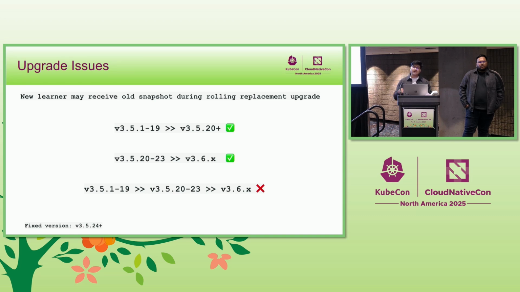But if you are doing a rolling upgrade, say from 3.5.1 to 19, and then you upgrade it to a patch of 3.5.20 to 23, what can happen is one of the old snapshots which had that error of 3.5.1 to 19 might be copied over to the new member of 3.5.20, and this can cause the same learner issue in 3.6 or any version. So in this rolling upgrade scenario, this issue can happen again. So this has been fixed in 3.5.24 and the above versions.